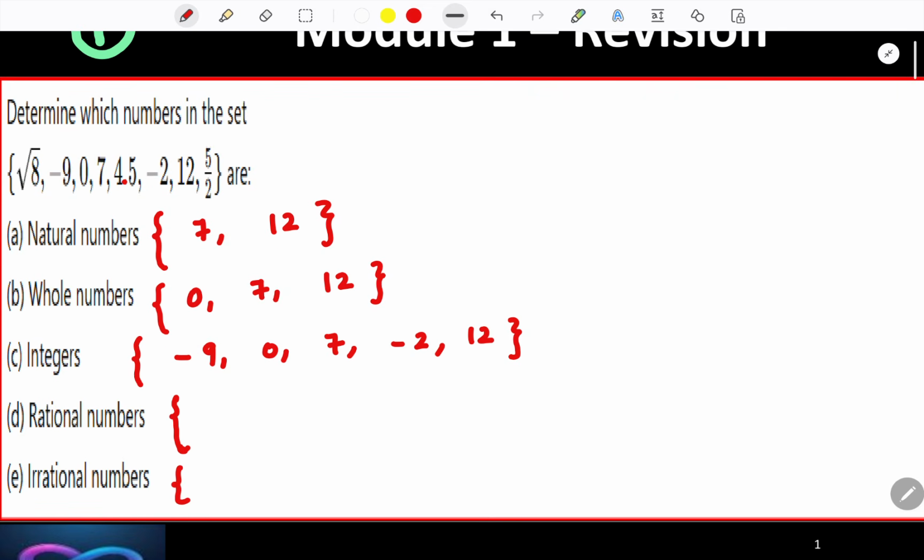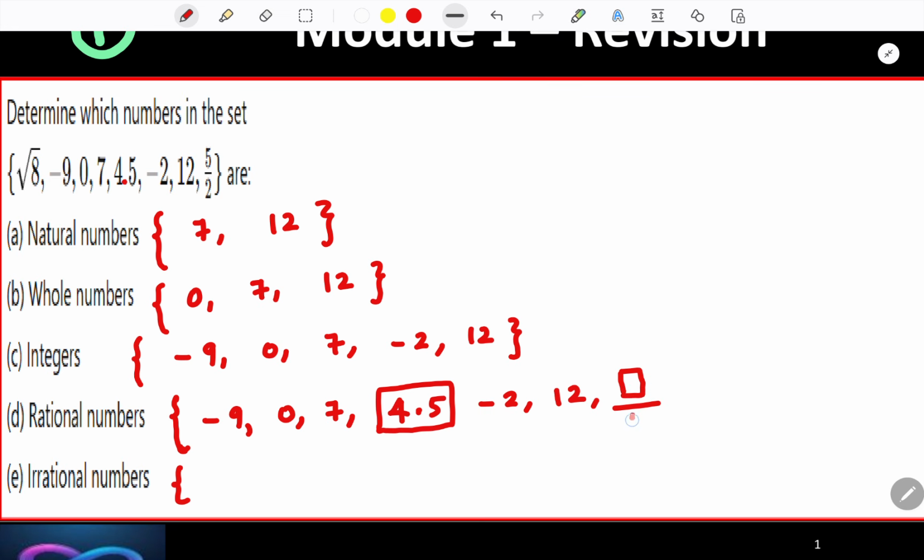Next is rational numbers. Rational numbers include all these things: minus 9, 0, 7, and 4.5 is a decimal. Keep in your mind, decimals are rational numbers. And then minus 2 and then 12, and the fraction also. Rational numbers, which is 5 by 12. So 5 by 12 is also rational.